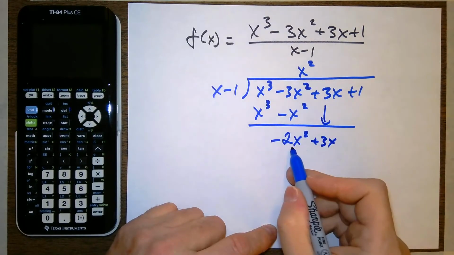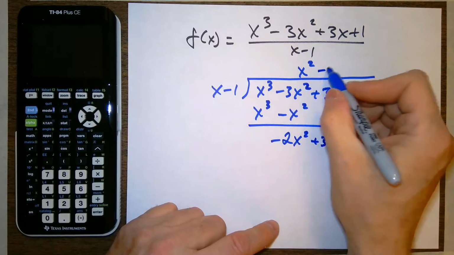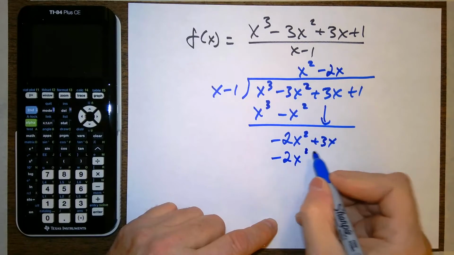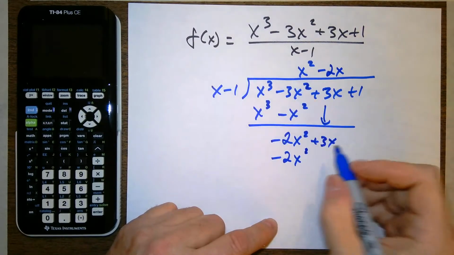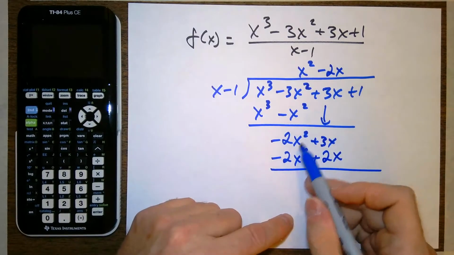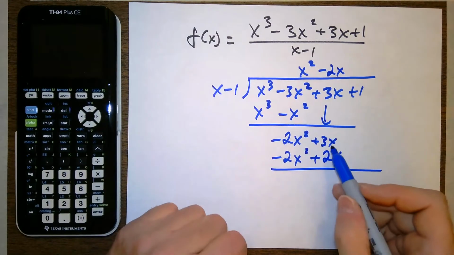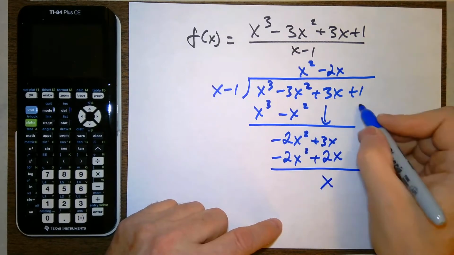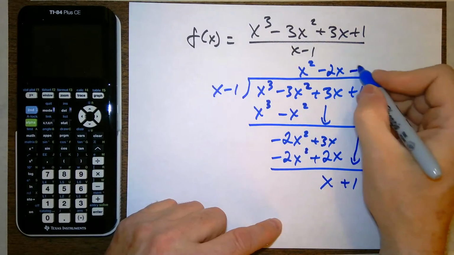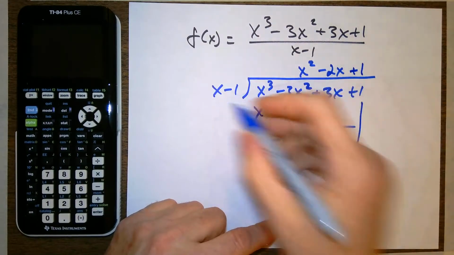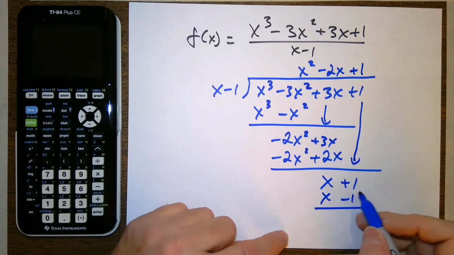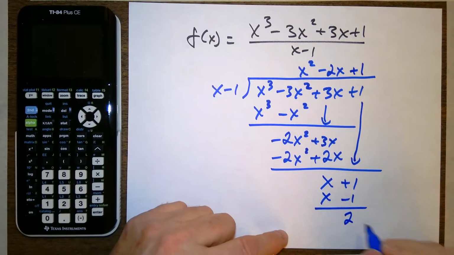What times x gives me -2x squared? Negative 2x. Negative 2x times x gives me -2x squared. Negative 2x times -1 gives me plus 2x. Subtract. Negative 2x squared minus -2x squared, nothing. 3x take away 2x is x. Bring down the 1. What times x gives me x? 1. 1 times -1 is -1. Subtract 1 minus a -1. No, they don't cancel each other out. I get 2. But that's my remainder.